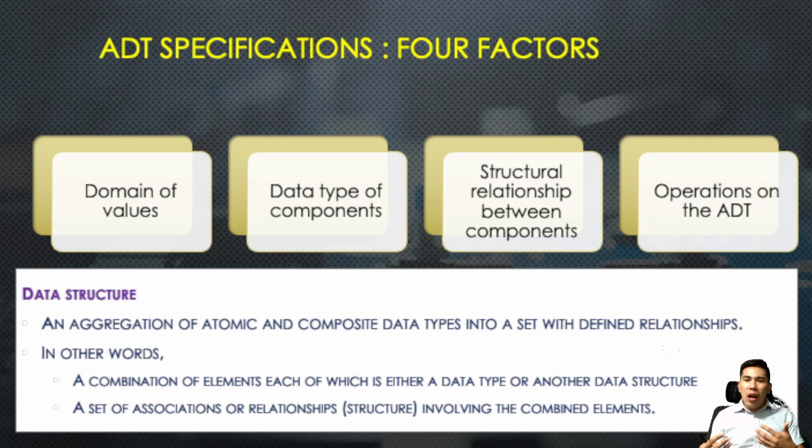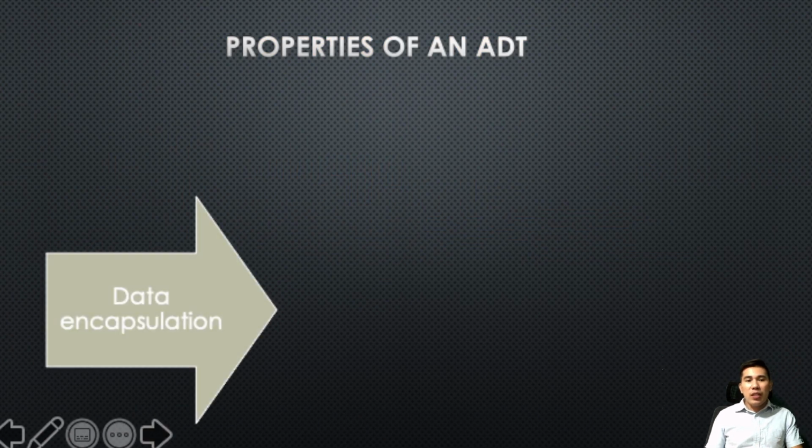Like what type of structural relationship should the components have? Should the first element be accessed last, or should the last element be accessed first? Should an element be connected to other elements, just like a linked list? Another is the operations of the ADT, which we are also going to focus on later in this topic. So next, what are the properties of an ADT?